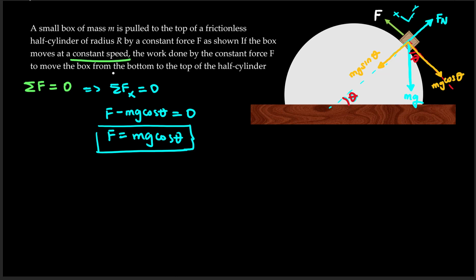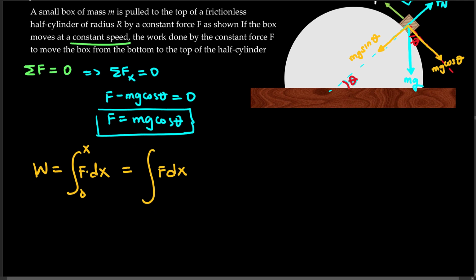Now, if you notice, the force depends on theta, which means that the force itself is a variable force. The work done by any variable force is given by W from 0 to x of F dot dx. This will be equal to the integral of F dx, which is equal to the integral of mg cosine theta dx.